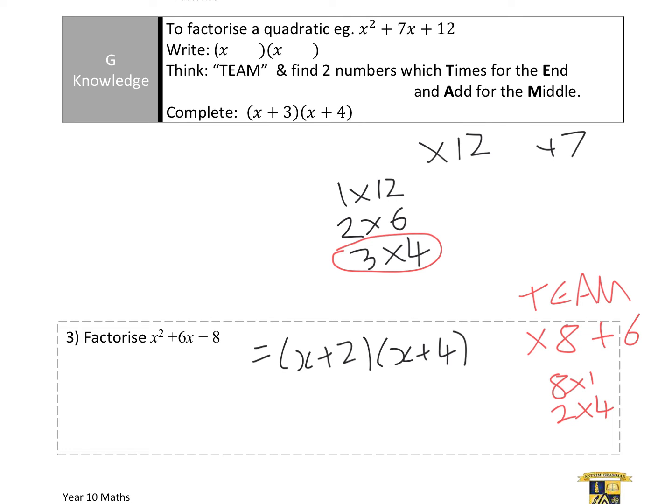If instead you decided to put 4 and 2 in, the order doesn't matter because we're multiplying, so the brackets could be the other way around.